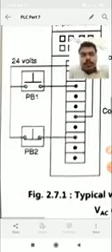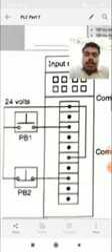Okay, we have taken a 24 volt supply here, through which the PB1 and PB2. What is PB1? PB1 is push button 1, and PB2 is push button 2. PB1 is the NO contact, and PB2 is the NC contact, normally closed.